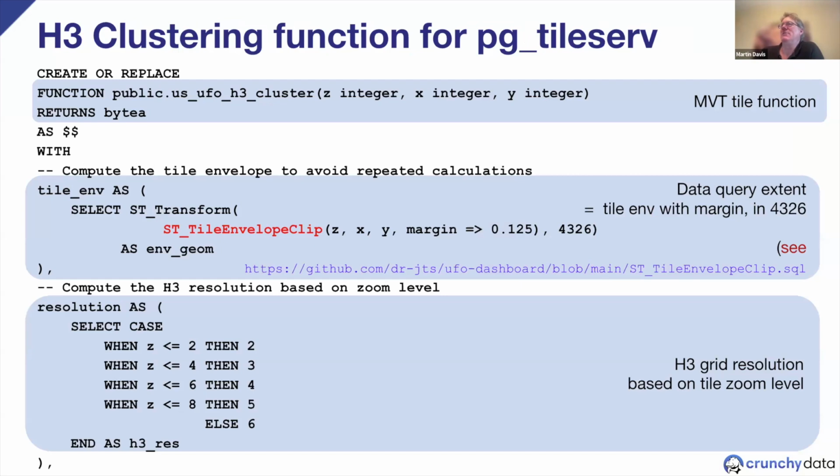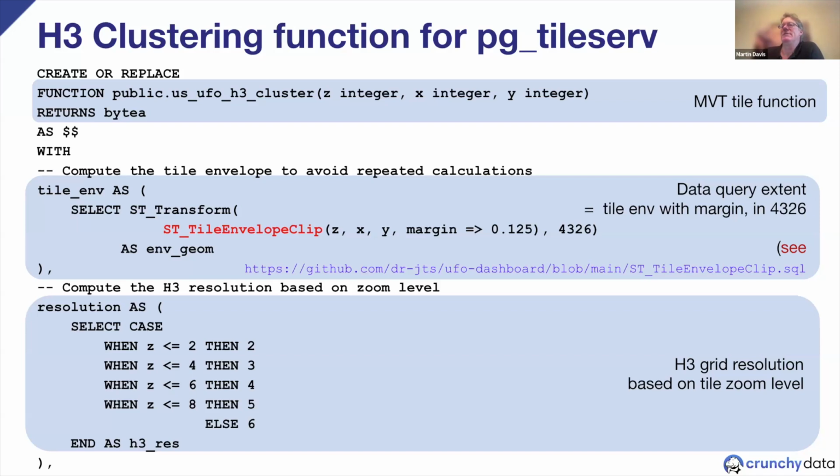So as Elizabeth mentioned, in pg_tileserv, you can actually create custom functions to produce map tiles. So what we're going to do is make a function that takes the UFO point data and turns it into H3 hexagons based on the zoom level, with a count of the number of UFOs in each hexagon.